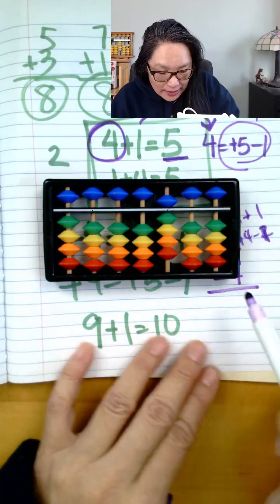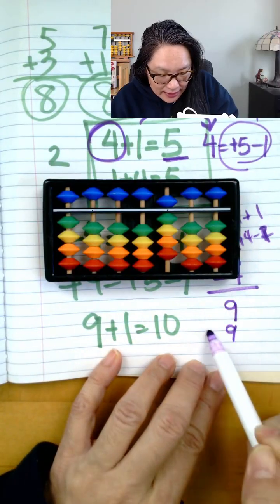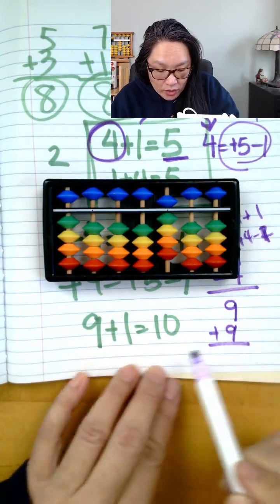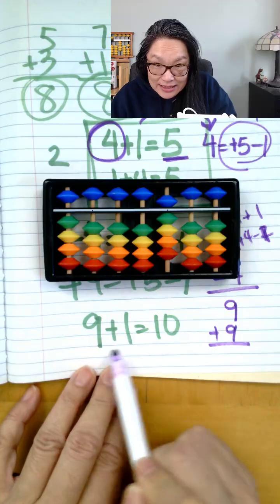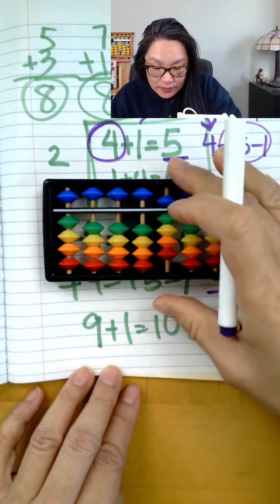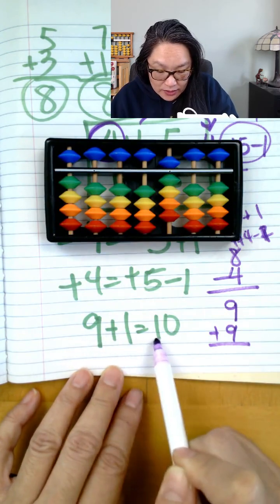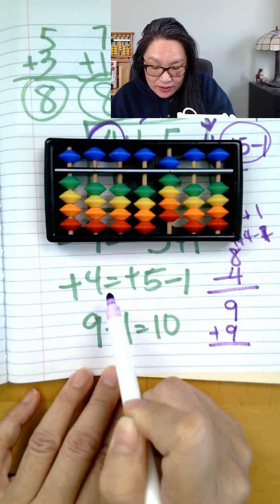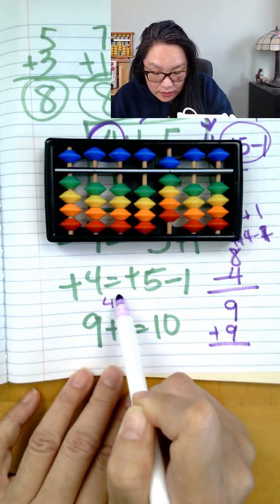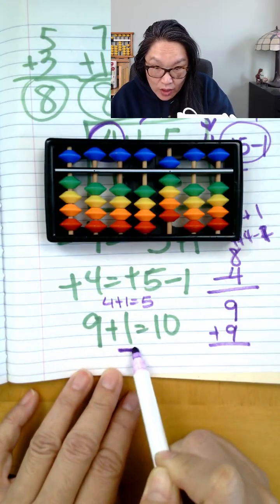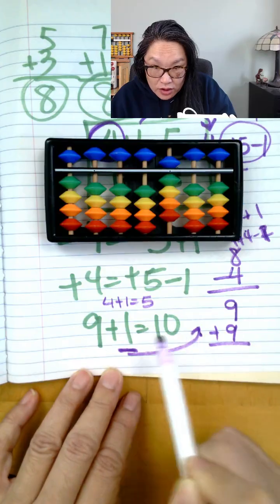So, when I add a 9, here's the question: 9 plus 9. Again, we don't memorize our doubles. What are we going to do? Well, remember, we have this. This now is the same concept as this, right? So 9 plus 1 is equal to 10 is the same concept as 4 plus 1 is equal to 5. Same concept. So what are we going to do? We're going to take this 1 and move it over here.